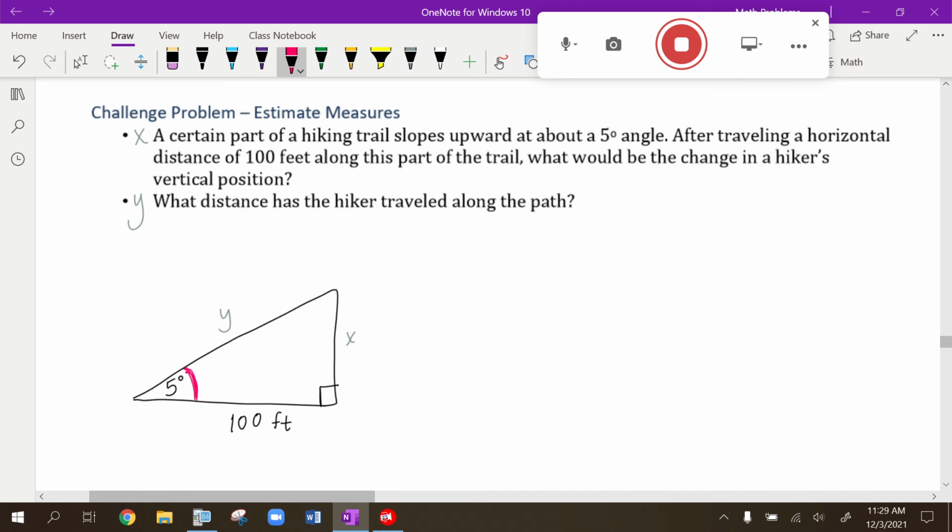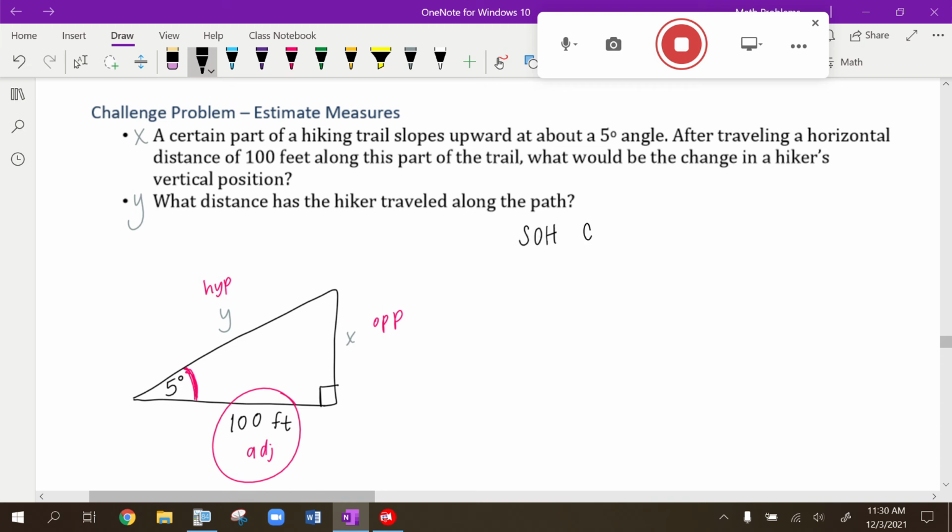Highlight the angle that we're given, the 5 degrees. Remember, it has to be an acute angle. Label the sides. Let's start with x is the opposite, 100 is the adjacent, y would be the hypotenuse. Now, I know that I'm going to have to use something that has adjacent in it because that's the side that has a number. It's the side that's given to me.